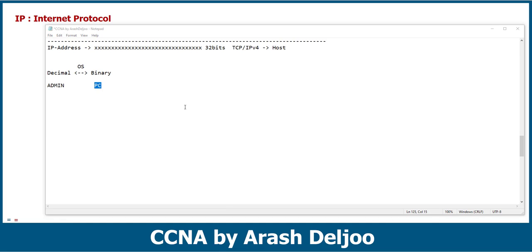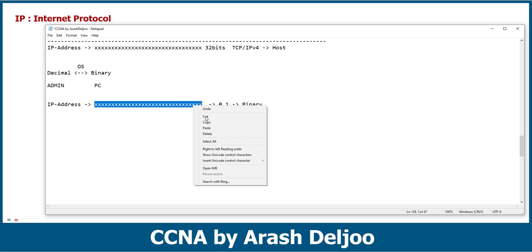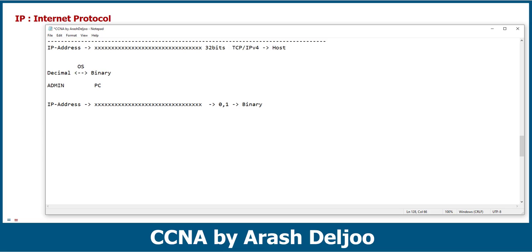Let me talk about this conversion now. Until now, we know that the IP address has 32 bits, and these 32 bits only contain 0 and 1. Why? Because this is a binary value. In binary, we have only 0 and 1. How can we convert this binary value to a decimal value? We have some rules. The first rule is we need to divide these 32 bits into 4 parts. Let me show you. This is the 32 bits, and I'm going to divide it into 4 parts.